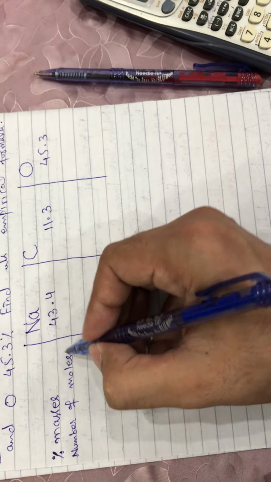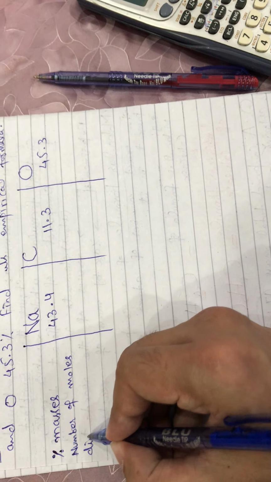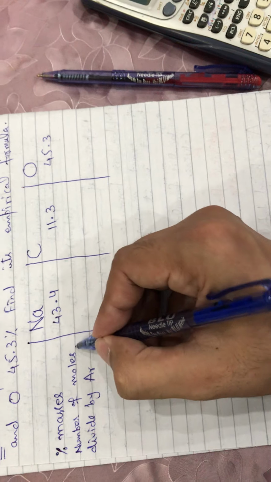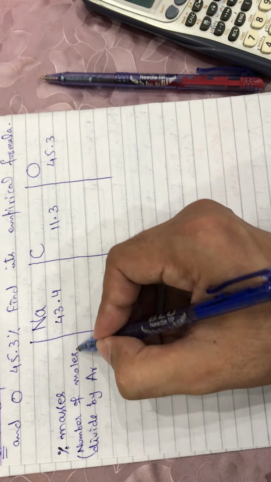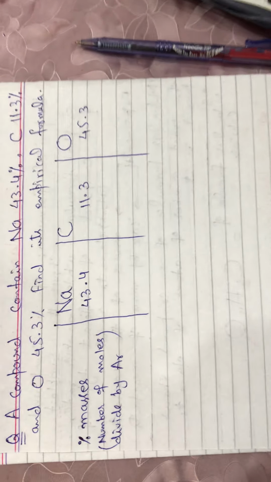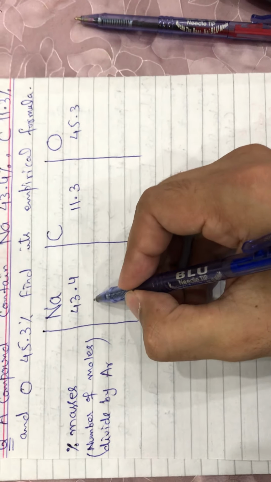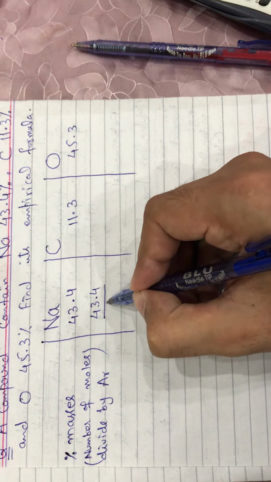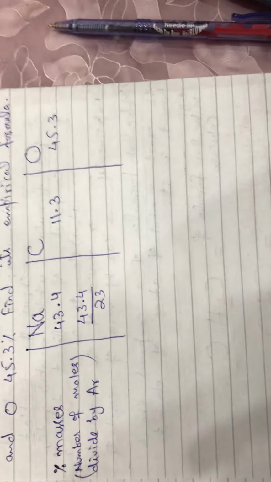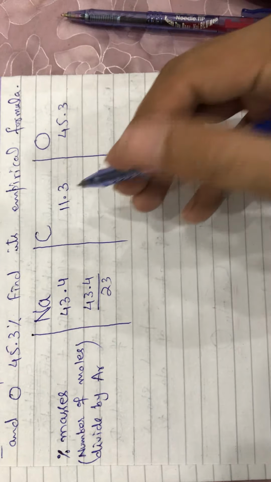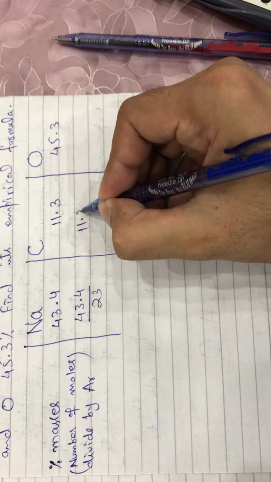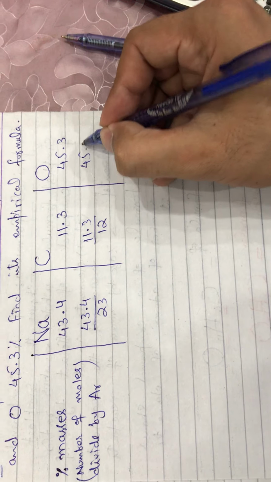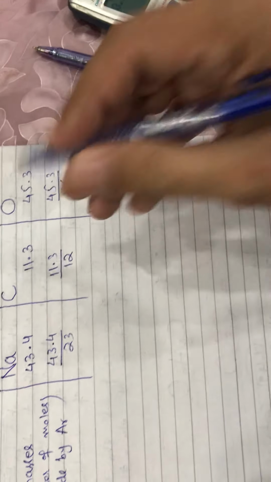In order to calculate the number of moles, we will divide by relative atomic mass. So 43.4 divided by 23, which is the relative atomic mass of sodium. Similarly for carbon, it is 11.3 divided by 12, and 45.3 divided by 16.